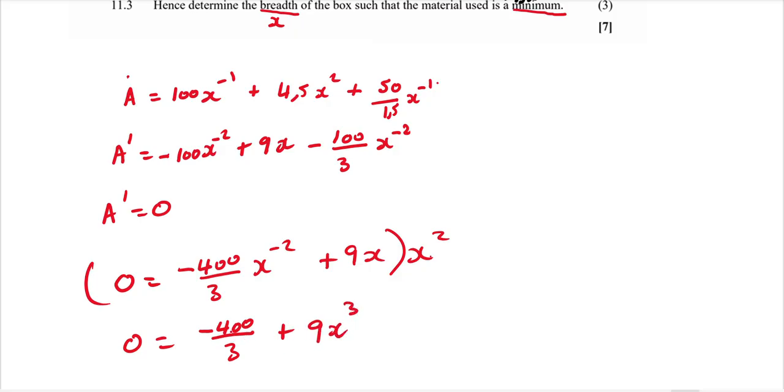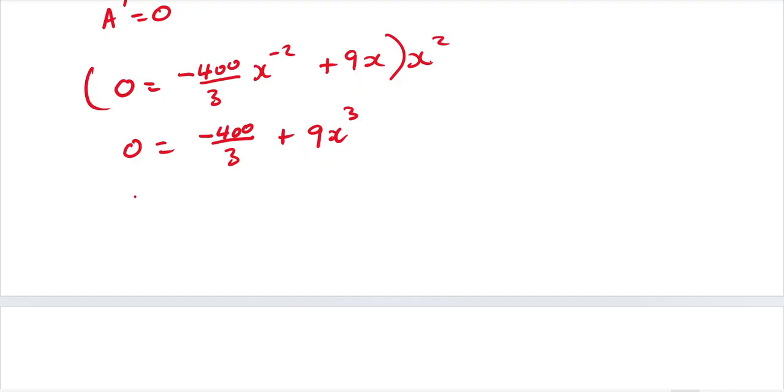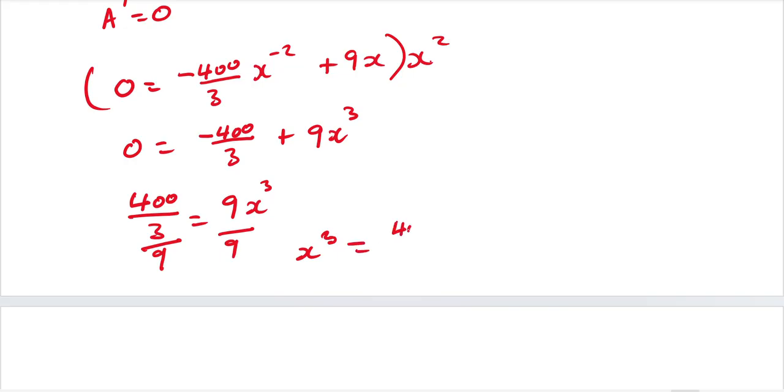Do you get me? So take this to the other side. You see, when we take this to the other side, it changes the sign to positive. It will be 400 all over 3 equals 9x to the power 3. We divide by 9. Do you get me? So let me divide by 9, and we're going to be left with x cubed equal to 400 all over 27. So put a cube root.